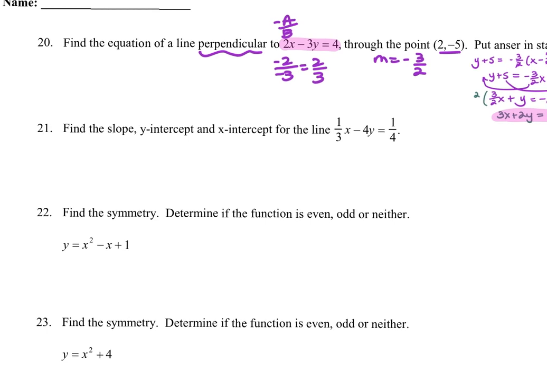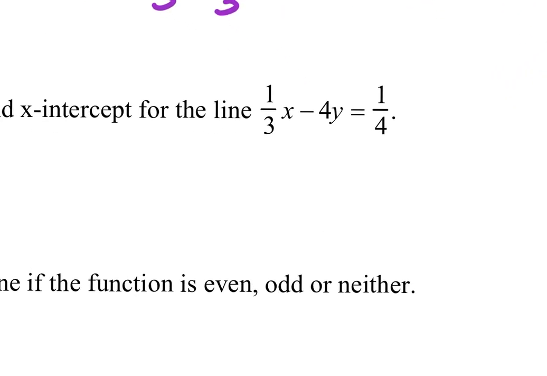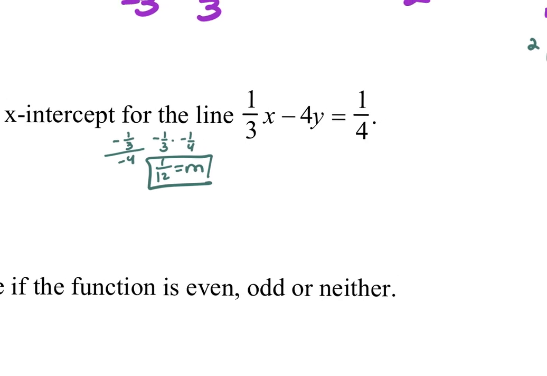Number 21 says find the slope, the y-intercept, and the x-intercept for this line. For the slope, you can solve for y, or you can do negative a over b: negative 1/3 over negative 4, which would be keep, change, flip, and I'd get positive 1/12. That's your slope. Or you solve it for y and do the same thing.